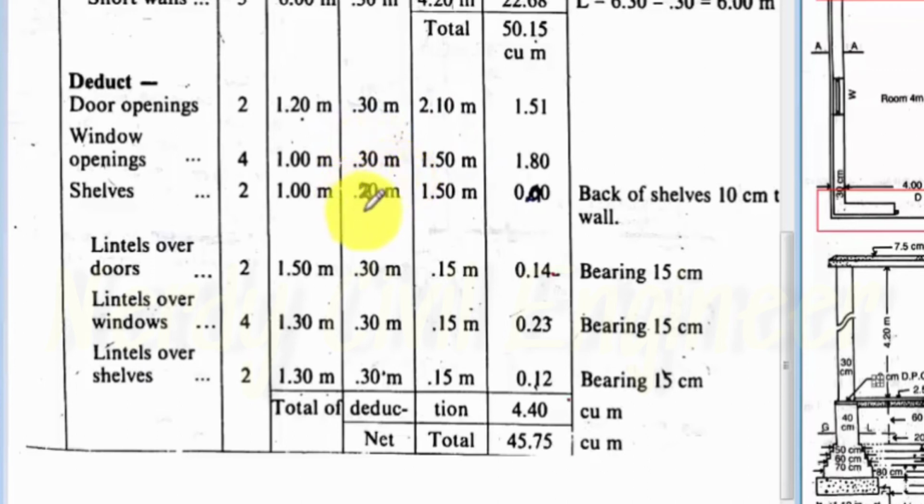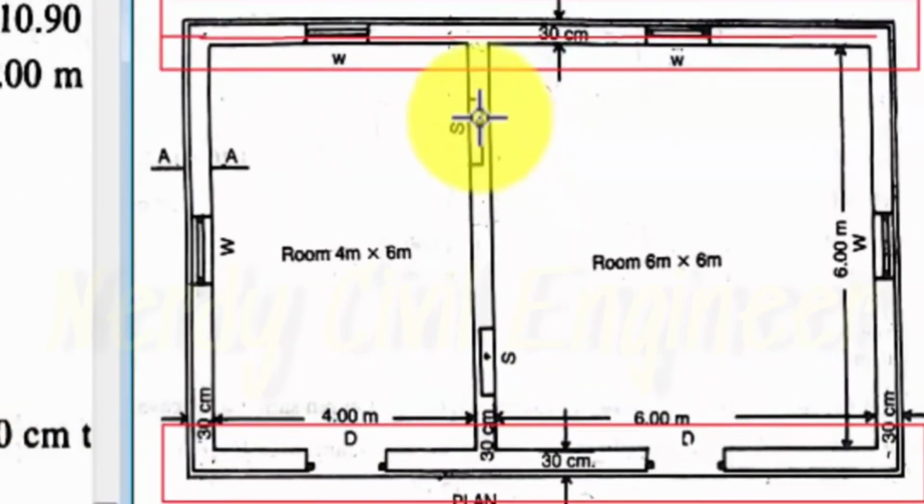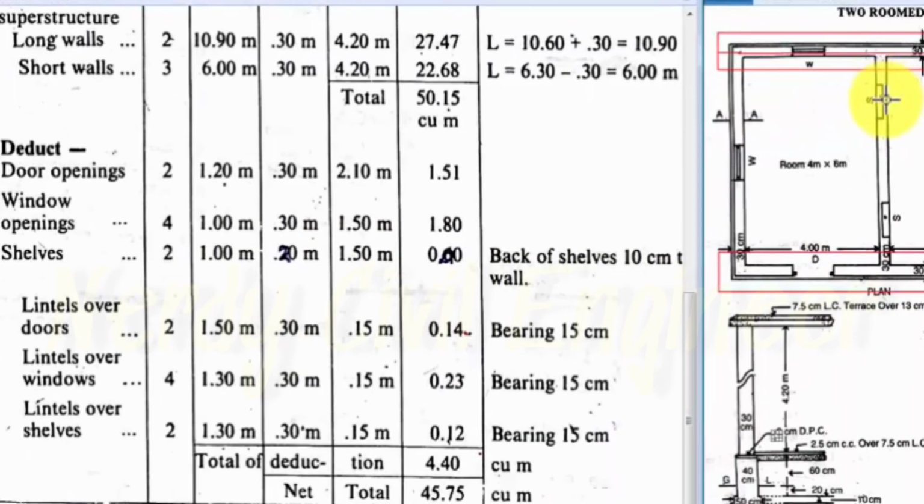Why, do you know? See, the wall has a thickness of 30 centimeter. But in case of shelves, because this deduction is only for this depth, not for the full wall thickness, we are taking this as 20 centimeter thickness, and the remaining is the 10 centimeter. So we are deducting only up to 20 centimeter for the shelves. That is why we are considering 0.20 meter in the breadth section.